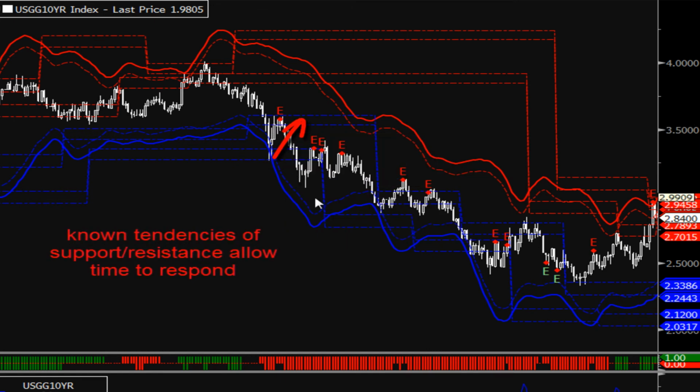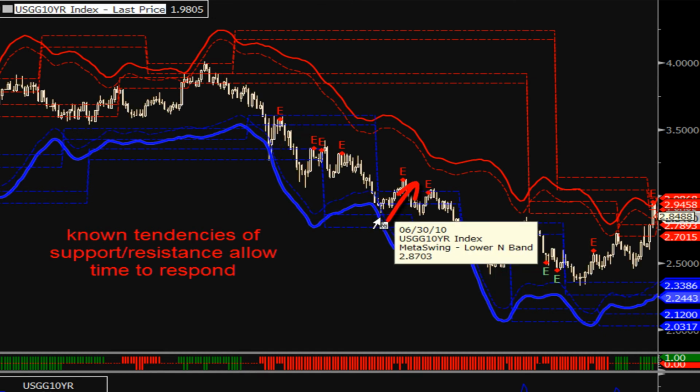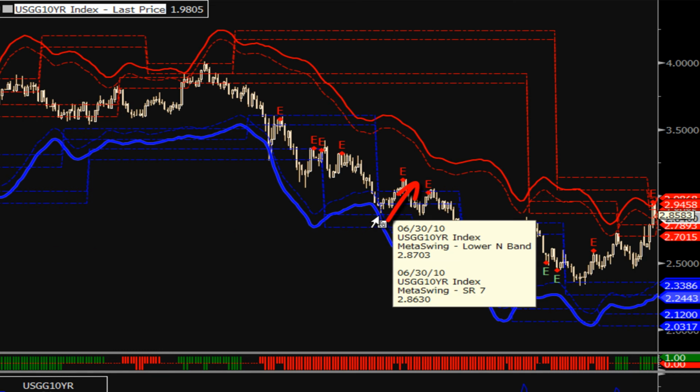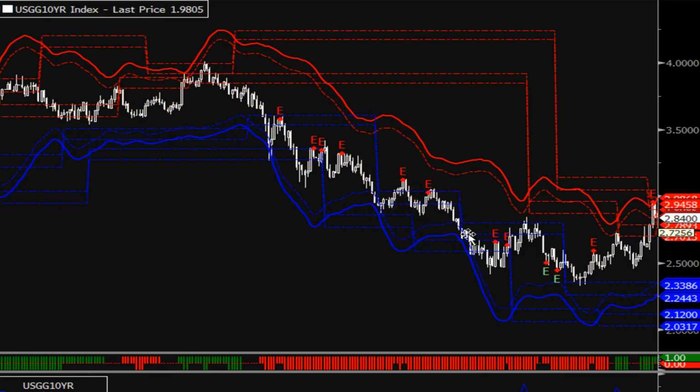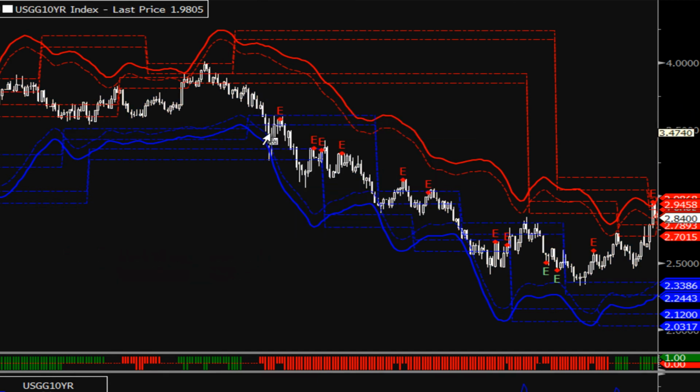Again, the SR78 was tagged, as well as the in-band 78 here. So there are different ways you can manage it, but this allows you to manage your risk, and you can also, in addition, do things similar to setting trailing stops. Now, this was support. It became resistance.